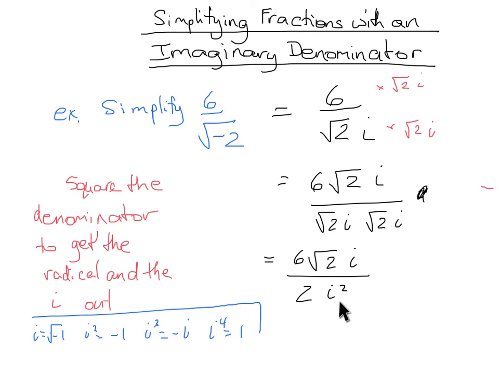And we get that this is equal to 6 root 2i over 2 times negative 1. Now 2 goes into itself once, and into 6 3 times. We have a negative sign here, so it makes this entire thing negative, and we get that this whole thing is equal to negative 3 times root 2i.